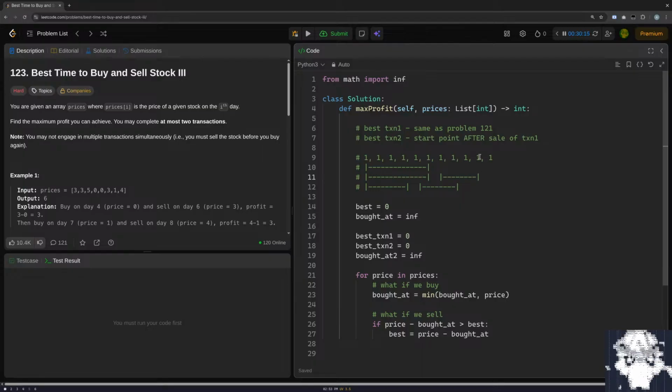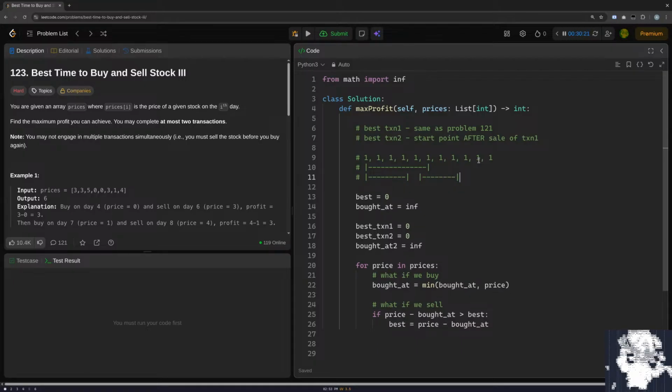So if we are at a certain number, we want to be remembering what's the best transaction so far and what's the two best transactions. What's the best two transactions so far? We know how to update this as we go. We're trying to figure out how do we update this as we go.